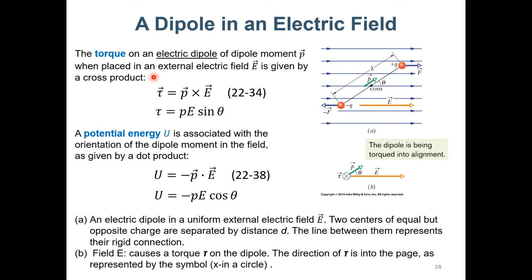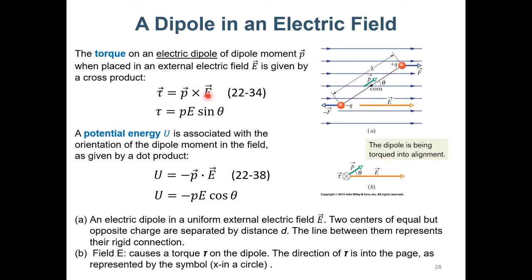value called the torque. I suppose you should have learned this in physics 1, the torque, which is 力矩. So it is nothing but P, which is the electric dipole, cross with the electric field, which means that if you have a dipole in this direction and the electric field is pointing to the right side, then the dipole will rotate.